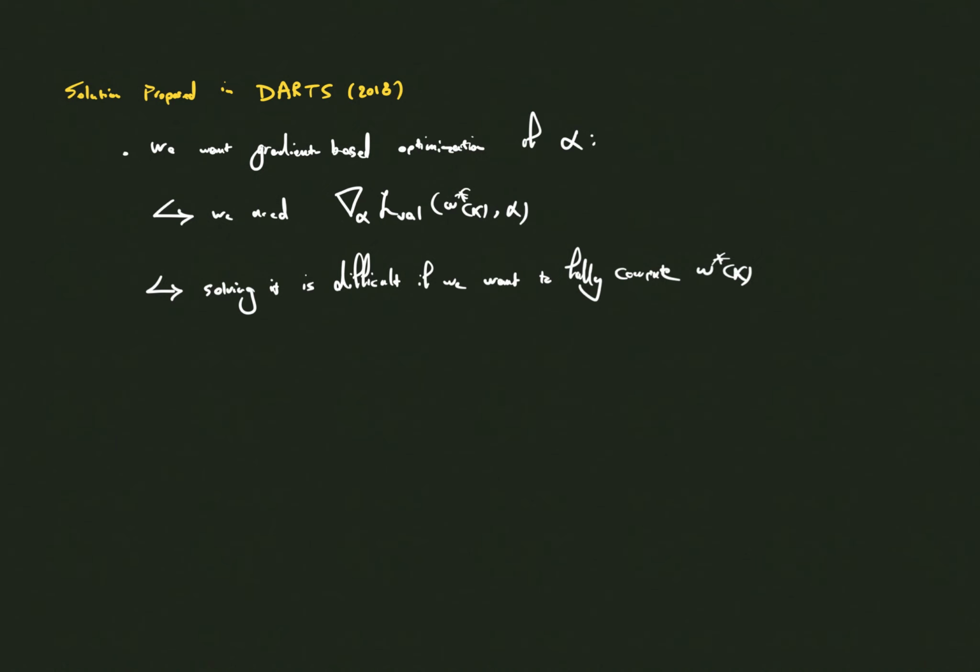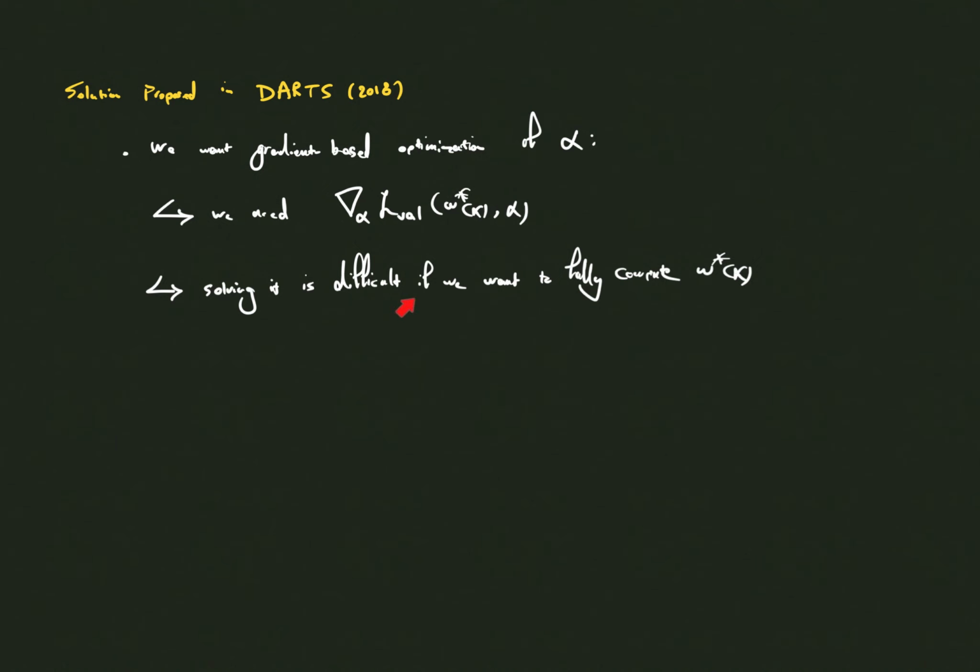Now the solution that DARTS in the year of 2018 proposed is this. You want a gradient-based optimization of alpha, in other words, a differentiable search. Therefore, you want to basically compute the gradient of this validation loss, or this meta loss, with respect to alpha. And remember, the arguments of that are omega star of alpha and alpha. Remember the concept of f of x and z. In that context, alpha would be x, omega star of alpha would be z, which is a function of alpha.